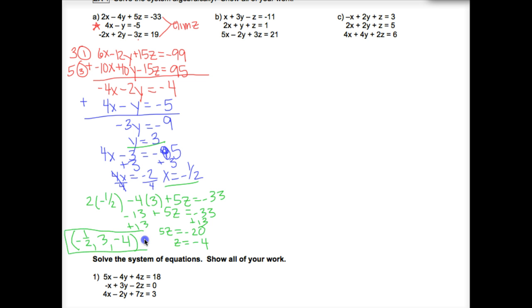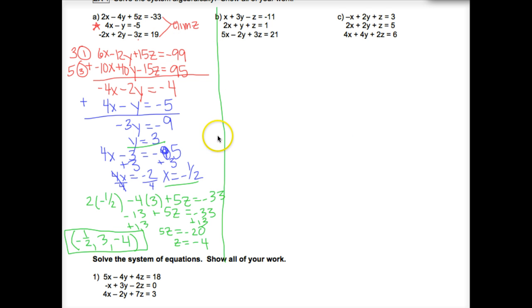Now, before you put your box around it, you need to check to make sure it works. Plug these values for x, y, and z into all of those equations and make sure that you get true statements. If you don't, then you didn't do something right. I already checked that, and it does work. I did do it correctly. Yay for me. All right, I'm just going to draw a line of separation.